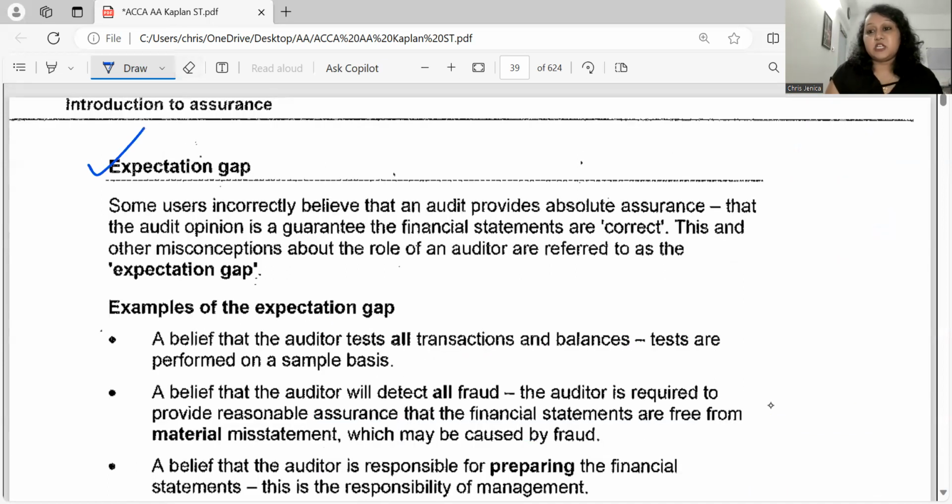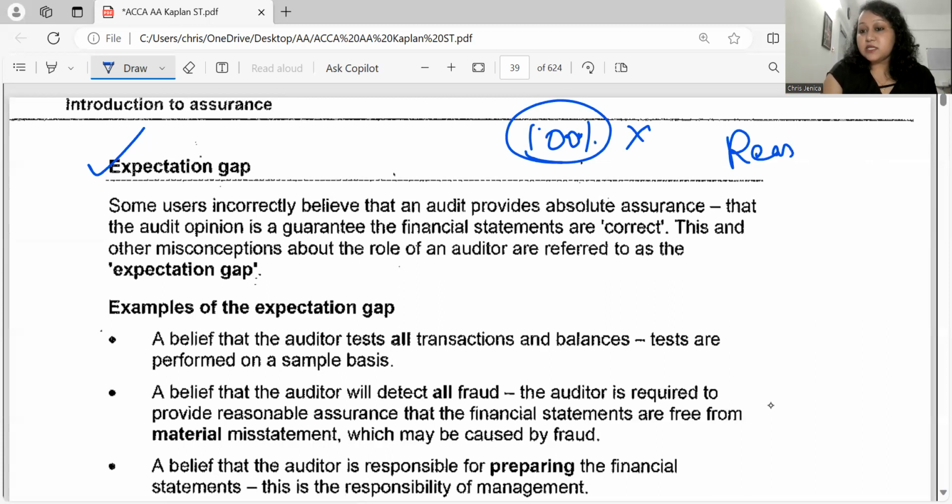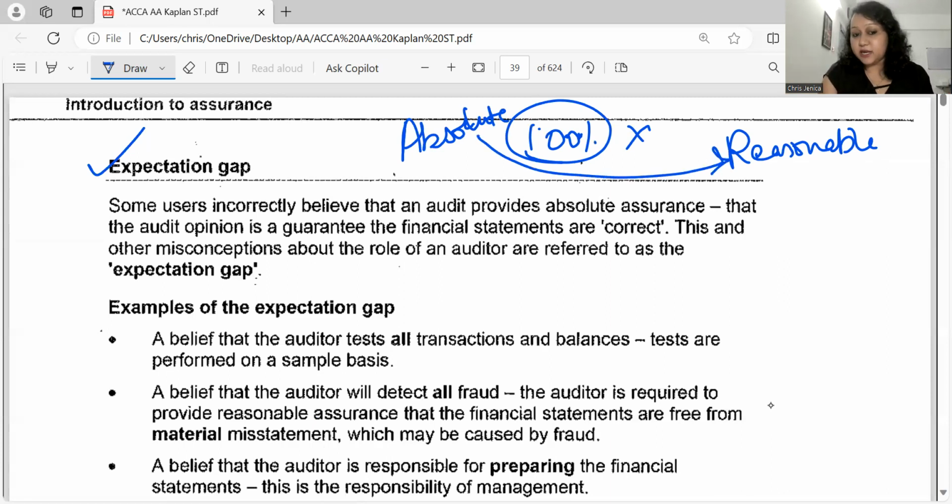Now, as certain limitations are there, and as I said, we cannot provide an absolute assurance, there arises an expectation gap. So, what is an expectation gap? Some users would assume that, since auditors audit the financial statements, they will give an absolute assurance, a 100% assurance on the financial statements, which is not true. We cannot give 100% assurance. We are just giving a reasonable assurance. Their expectation was absolute assurance, but we are giving only reasonable assurance. So that is the expectation gap that arises.